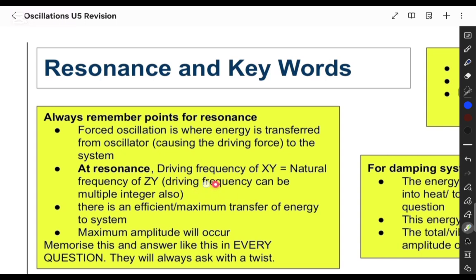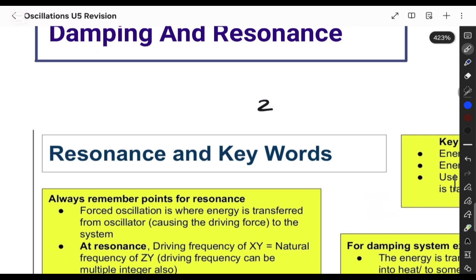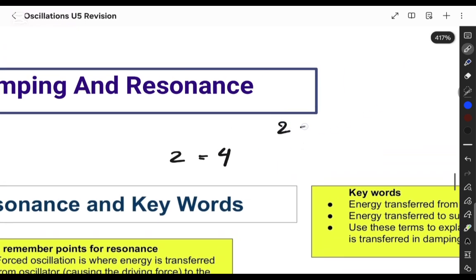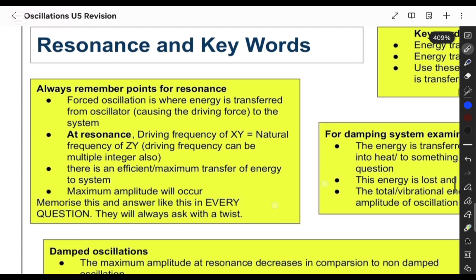Now, another rule to remember is that the driving frequency can also be an integer multiple. So for example, if the natural frequency is 2, then your driving frequency can also be 4, since 4 equals 2 times 2. So it's an integer multiple, and that's also possible. Resonance will occur here as well. Then the next point is that there is an efficient, maximum transfer of energy to the system and maximum amplitude occurs.